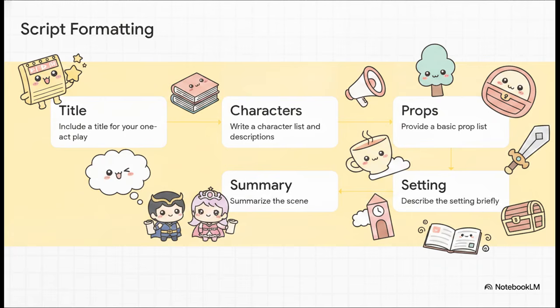At the top center, you need a captivating title. Then, you've got to introduce the people involved with a character list and some brief descriptions. Next, provide a basic prop list. This tells the stage crew exactly what physical objects are going to be needed. Then, just briefly describe your setting so we know exactly where and when we are. And finally, include a quick summary of the scene to set the stage in the reader's mind.